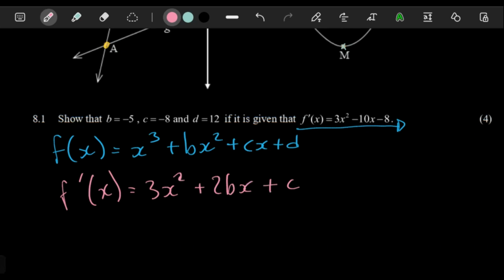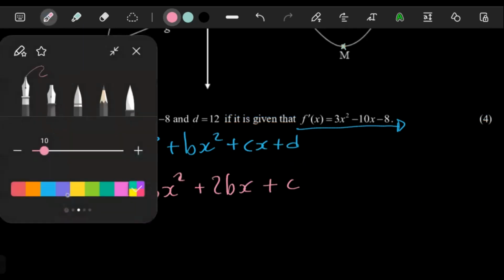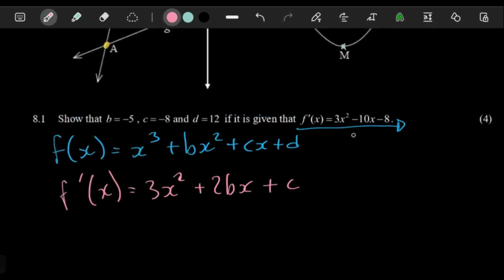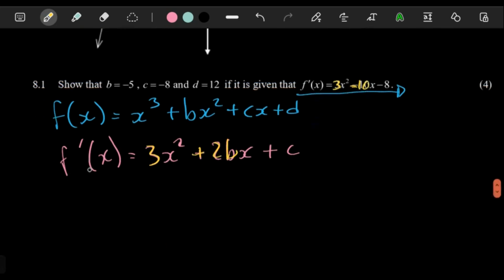Now, automatically, you can see here, what we have is we have to mix and match. Technically speaking, the 3 here goes with the 3 there, fine. The -10 goes with the 2b, you see. So automatically -10 is equal to 2b, and then we can work out b here. Divide both sides by 2, you have -5. The 8 goes with the c, you see. c is equal to -8. So you have b, you have c.